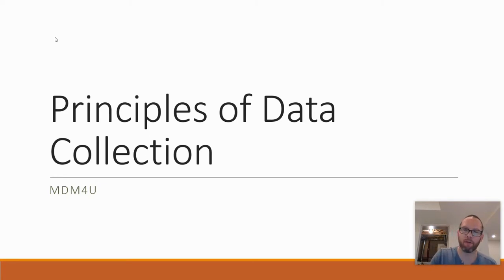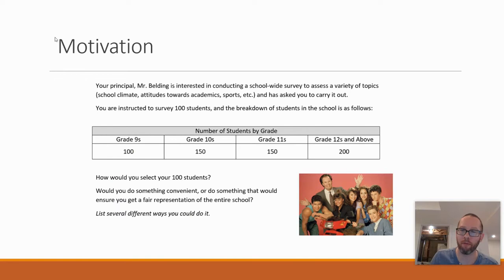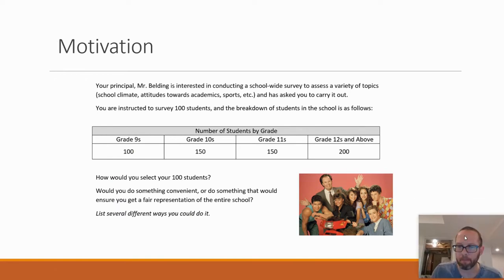So first of all, a little motivation. Let's say your principal, Mr. Belding, wants to conduct a school-wide survey on a variety of topics. He's asked you to carry it out. So you are instructed to survey 100 students, and I've given you a breakdown of the number of students by grade. So 100 grade 9s, more grade 10s and 11s, and even more grade 12s and above. So how would you select your 100 students?